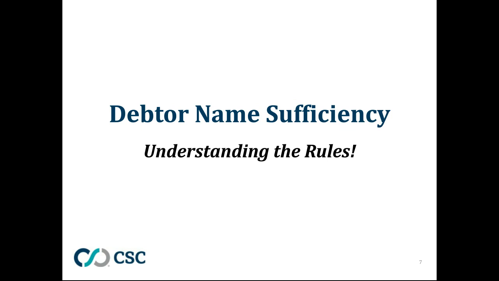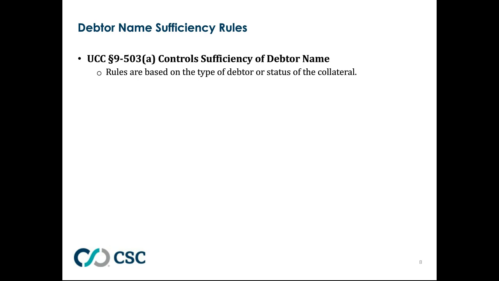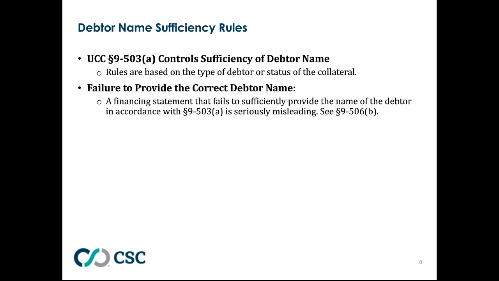Next, we can move on and talk about the debtor name sufficiency rules. The debtor name sufficiency rules are controlled by Section 9-503(a) of Article 9. I see there's a little bit of latency on the slides, so excuse me a second while they catch up. But 9-503(a) of Article 9 is what controls the sufficiency of debtor names. These rules are based on the type of debtor and in some cases based upon the type of collateral. So 9-503 sets forth those rules of the debtor name for purposes of the financing statement.